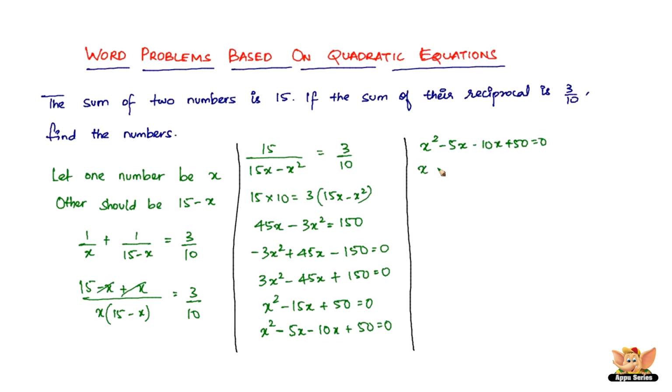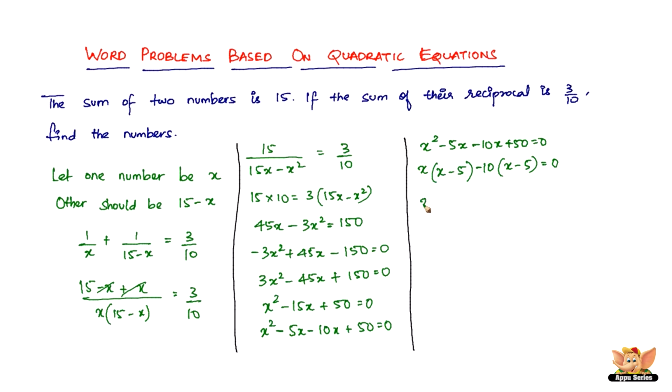Now taking out x from these two terms, we have x minus 5. Then we have another x minus 5. It has to be x minus 5, right? Or just take out minus 10 and you will get x minus 5. Minus 10 times x is minus 10x. Minus 10 times minus 5 is plus 50. This is equal to 0.